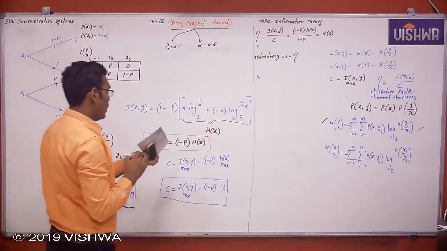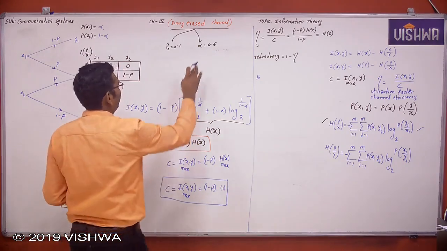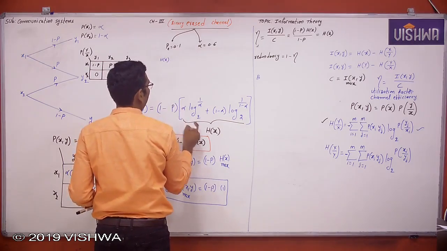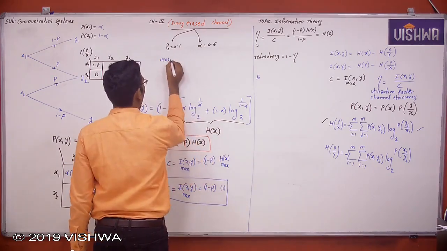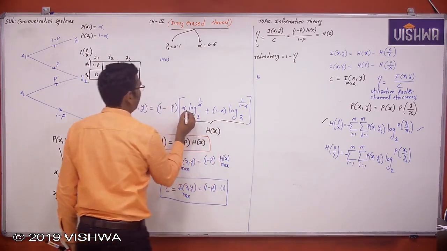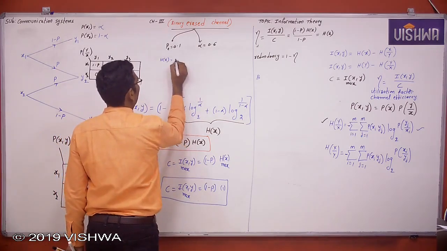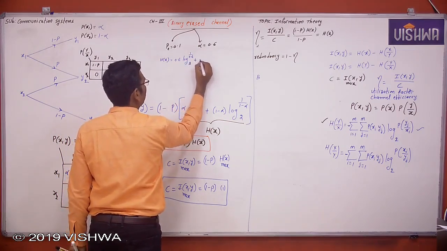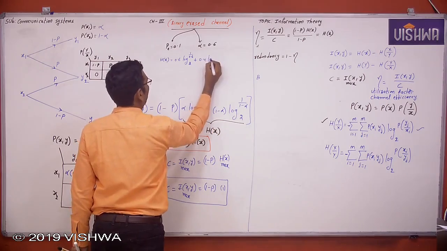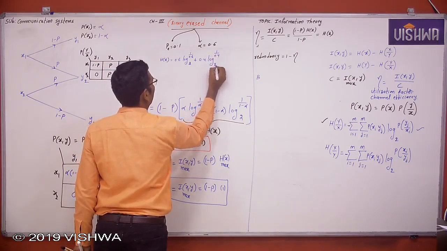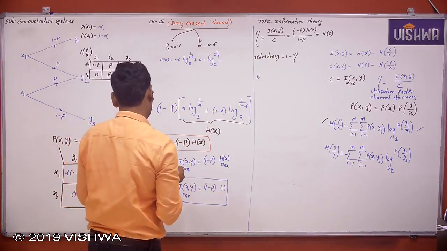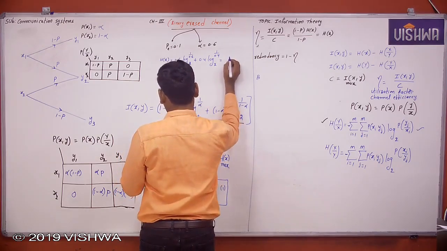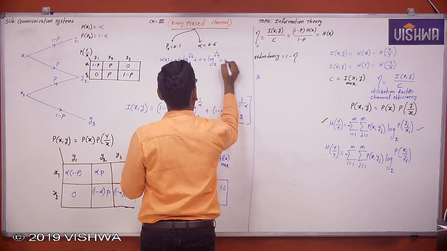We'll start here. First of all, whenever alpha is given, first you find h of x. What is h of x? H of x is alpha log 1 by alpha. Here alpha is 0.6, so 0.6 log 1 by 0.6 base 2 plus 1 minus 0.6, which is 0.4, log 1 by 0.4 base 2. Therefore, this is h of x, which is nothing but 0.97.